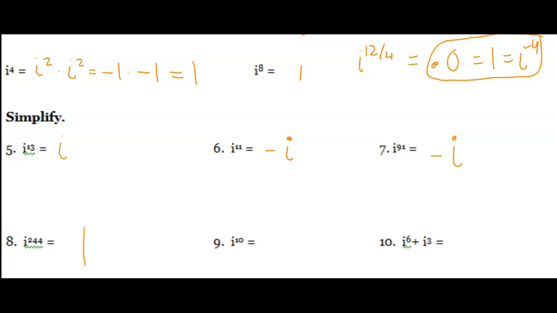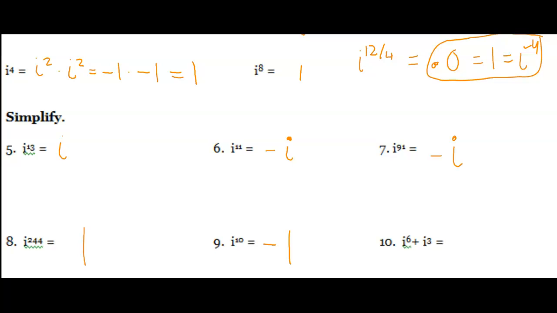No. Negative 1. Because 10 divided by 4 is a decimal of 0.5. And it's even. Oh, yeah, even. And if it's even and not a multiple of 4, it's negative 1.